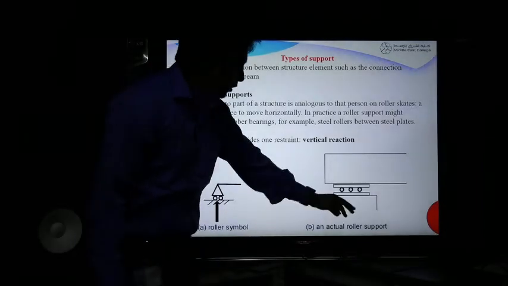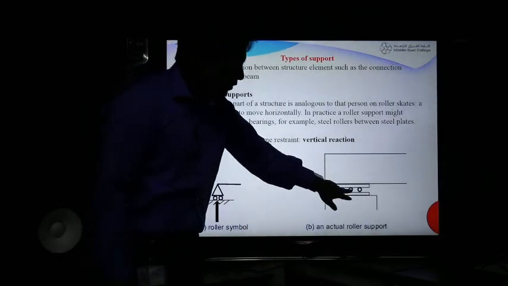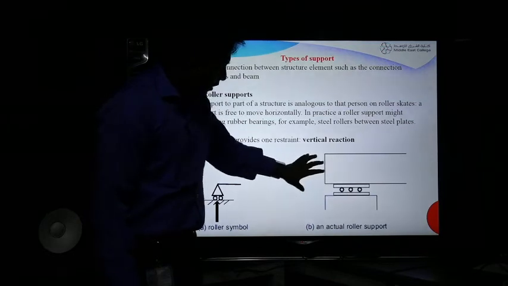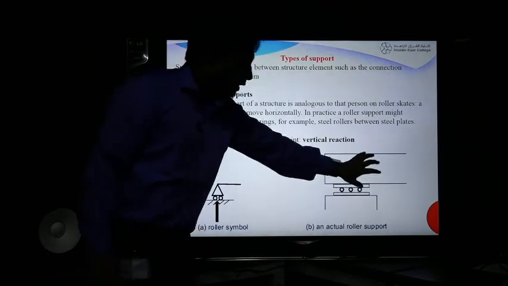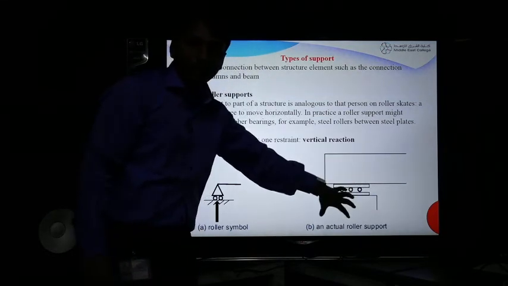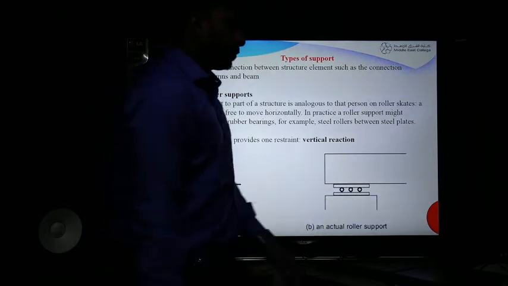Here is an actual roller support. This is a bridge and we have some roller supports. This beam can move in the horizontal direction, but it is fixed in the vertical direction.